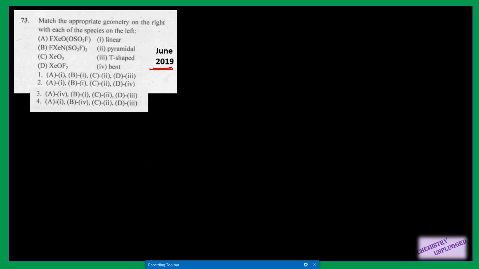So in this case, first we will try to find out the structure of C and D. So XeO3, I have already done this one, that half of 8, there is no monovalent atom, so it will be 4, means sp3, but because of the presence of a lone pair of electrons, it will be pyramidal in shape, right? So option number C will go with second, pyramidal.